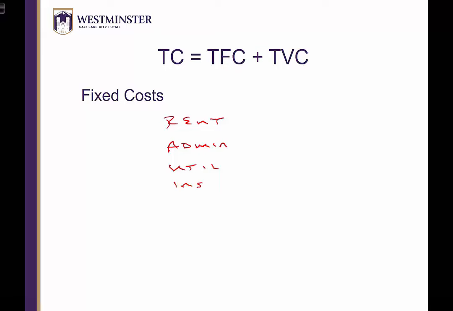Maybe something like health insurance for the administrative workers, liability insurance. Again, these have nothing to do with the number of shoes that we are manufacturing. Maybe our debt servicing. So we have borrowed $1 million to put in place this facility. And whether we're making shoes or not, that debt has to be paid. So we have our monthly payments or our annual payments, we have interest, and this is running whether we're making shoes or not.